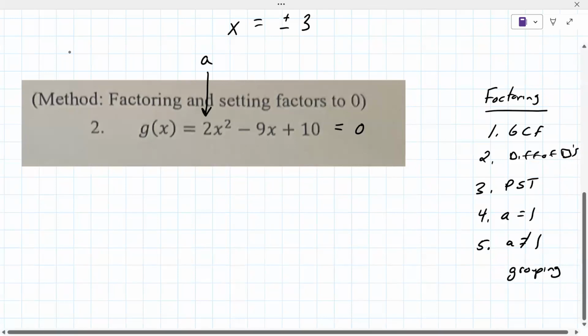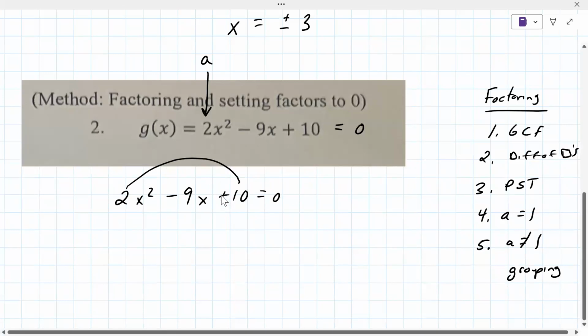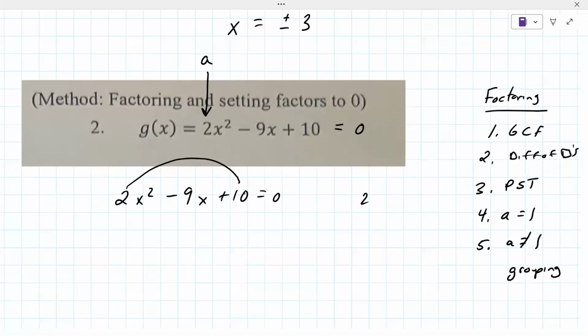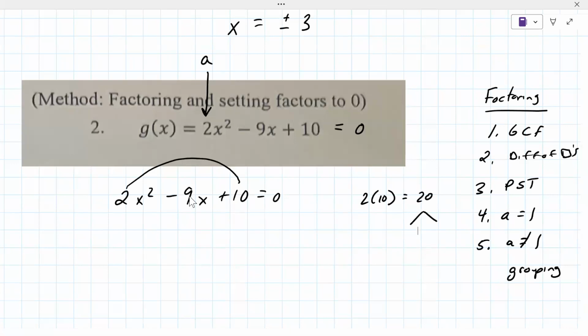It's a grouping approach. So to factor this, first thing you try is you take the 2 and you multiply it by the last number. So 2 times 10. If it were negative 10, it would be 2 times negative 10. You get 2 times 10 is 20. And what you're looking for now are two numbers that multiply to 20, but add to negative 9. So that means they're going to be both positive or both negative to get to 20. Since you want negative 9, they're going to be both negative.